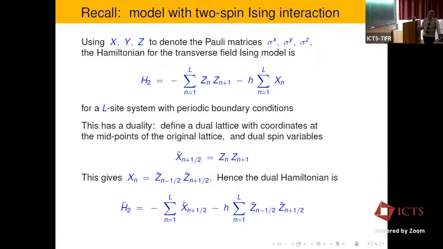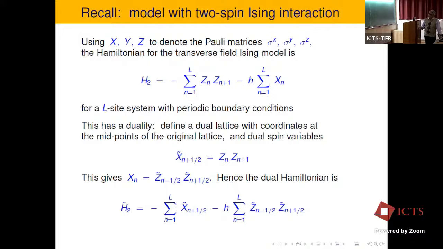So this is a duality, it's well known. So you define a dual lattice. So the points of the dual lattice lie midway between the points of the original lattice, and the duality is defined here. So the tilde defines the spin variables on the dual lattice. So x tilde n plus half is z_n z_(n+1), and vice versa. So the dual Hamiltonian is of this form.